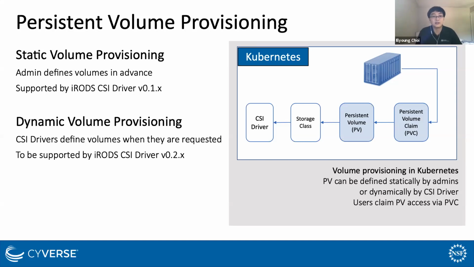Persistent volume objects define how persistent volumes look like. For example, a persistent volume object defines which CSI driver will be used for the volume and how large the volume capacity is. Using this information, the CSI driver specified creates a persistent volume. Persistent volume objects are typically defined by a Kubernetes admin.